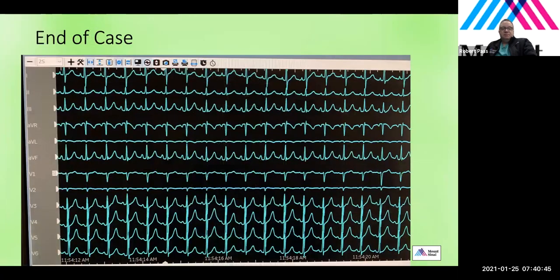And the patient had no further inducible tachycardia, no AVNRT, no left-sided pathway any longer, no inducible SVT, and as a result, the procedure was completed. And this is the ECG at the end of the case.